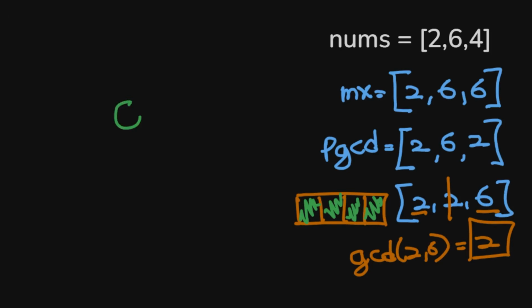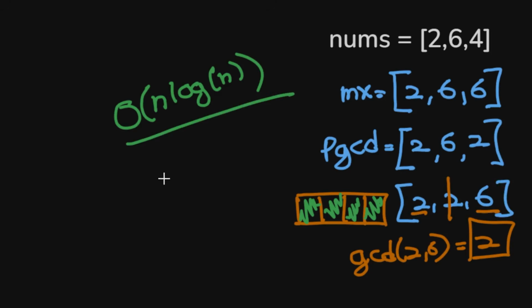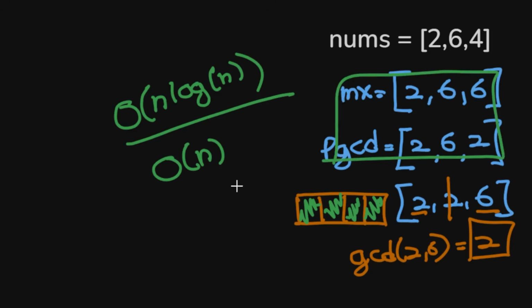Time complexity for this approach is big O of n log n, which is given mostly by sorting. And space complexity would be big O of n because of sorting and these 2 arrays that we are building. So with this in mind, let's go with the code.